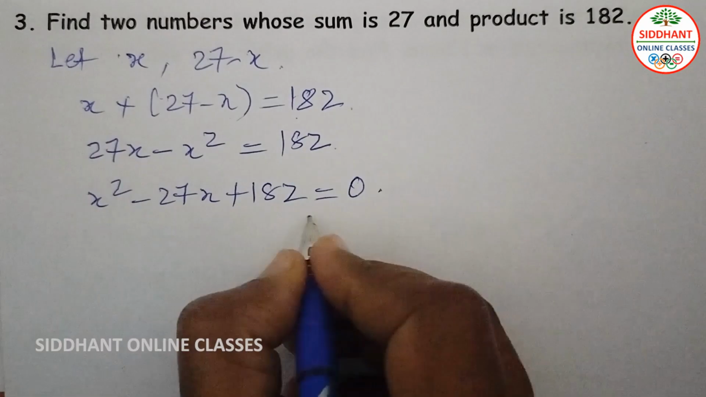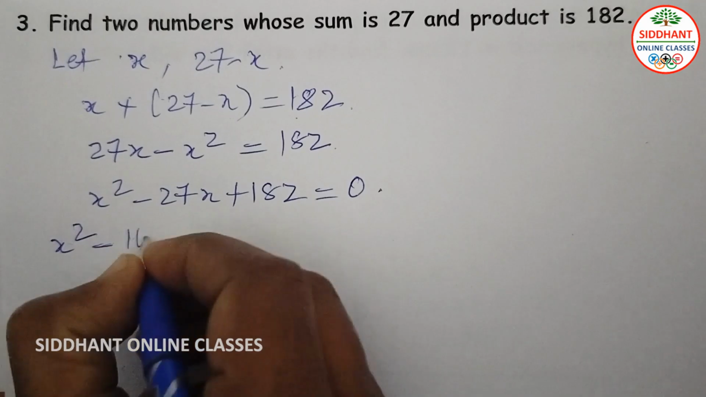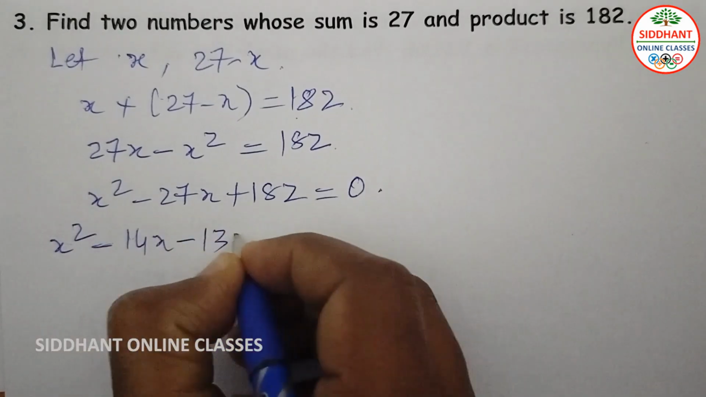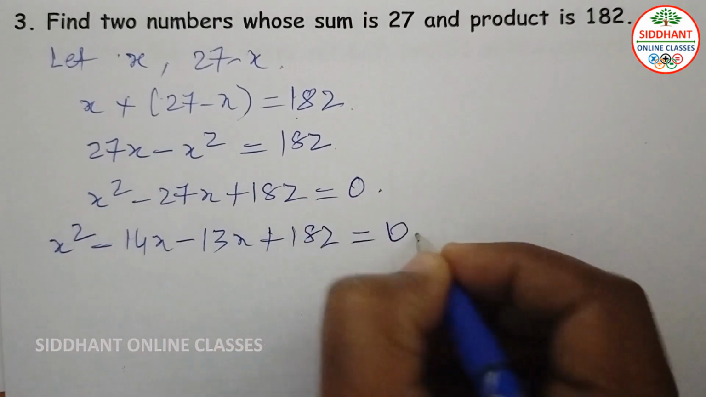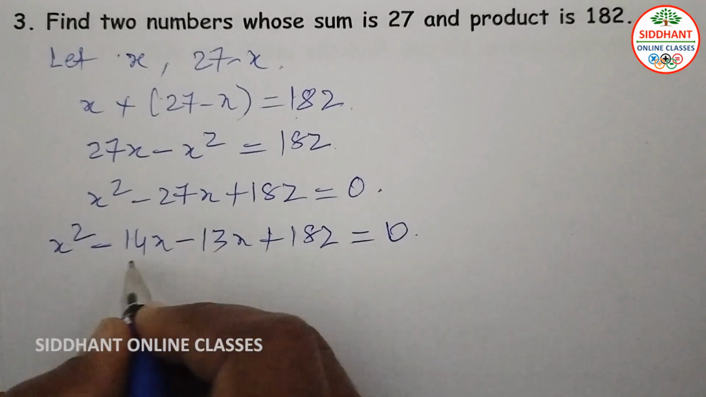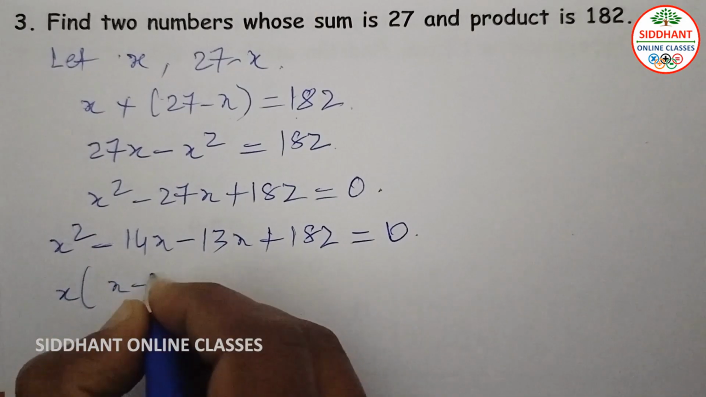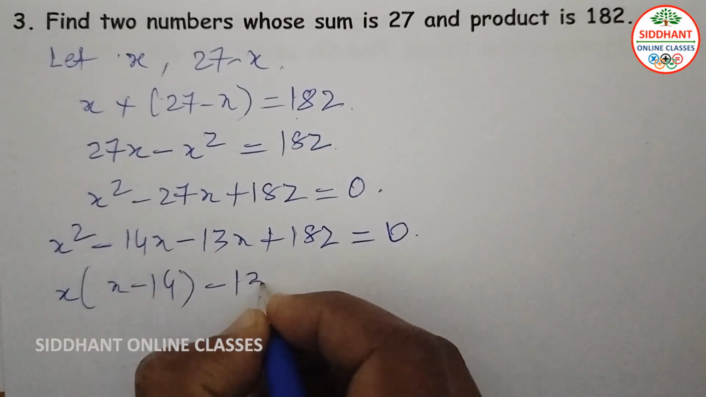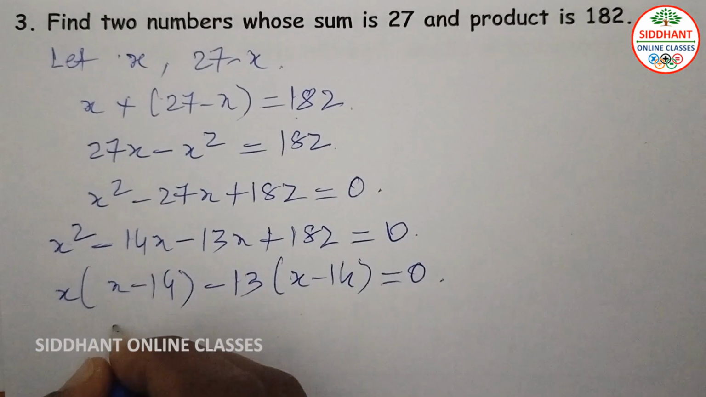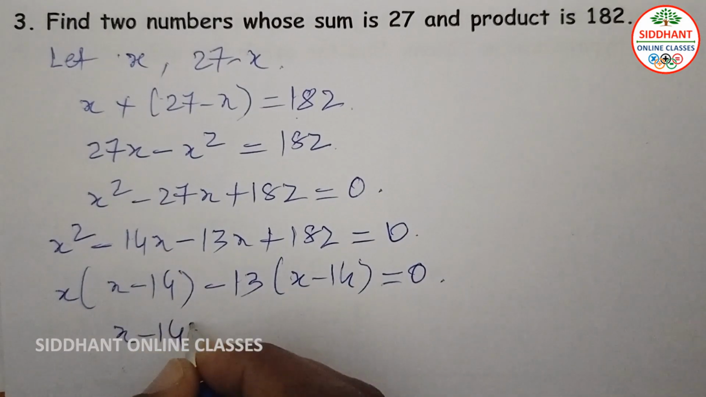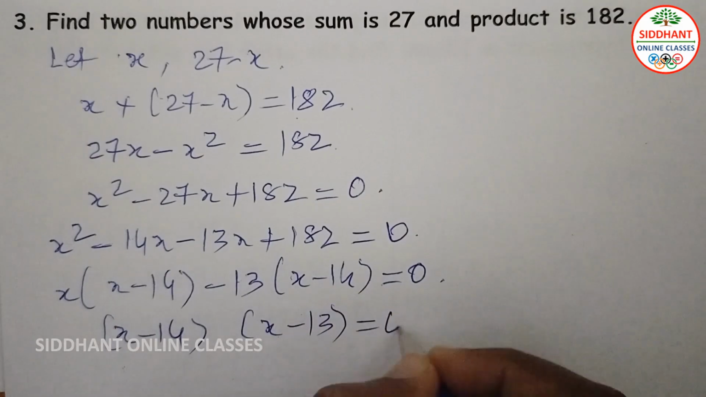Now taking the roots here, which will be x square minus 14x minus 13x plus 182 equal to 0. So 14 plus 13 is 27 and 14 into 13 is 182. Taking x common here, x minus 14, here taking 13 common, x minus 14 equal to 0. So we get x minus 14 and x minus 13 equal to 0.